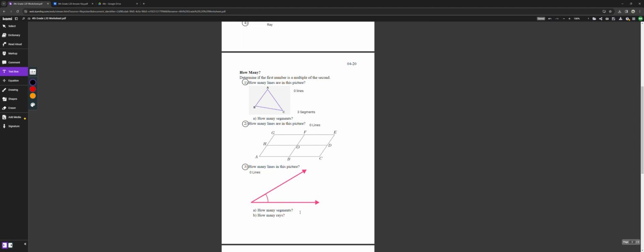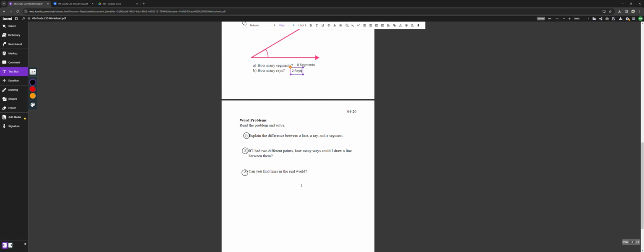But how many segments are there? There would also be 0 segments, and the reason why is because there are no 2 points that end it. And how many rays? There would actually be 2 rays because you can see 2 different directions it goes, the line.